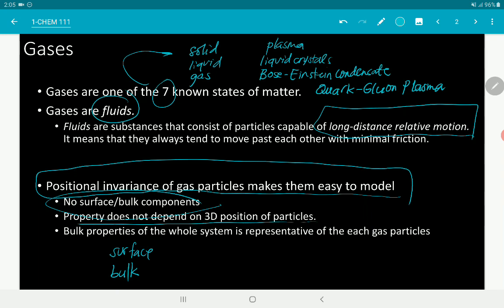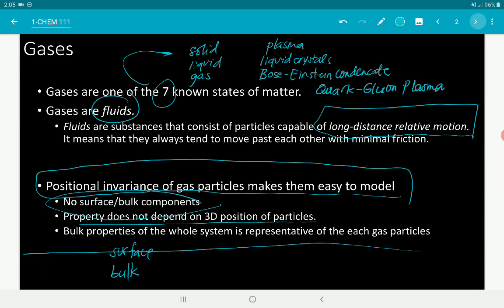Sadly, ito yung state natin kapag sa solid. Okay? So, even the same compounds have different properties pagka magkaiba sila ng crystal structure. So, bulk properties of the whole system is representative of each gas particles. Ito yung kaninang analogy na diniscuss ko.